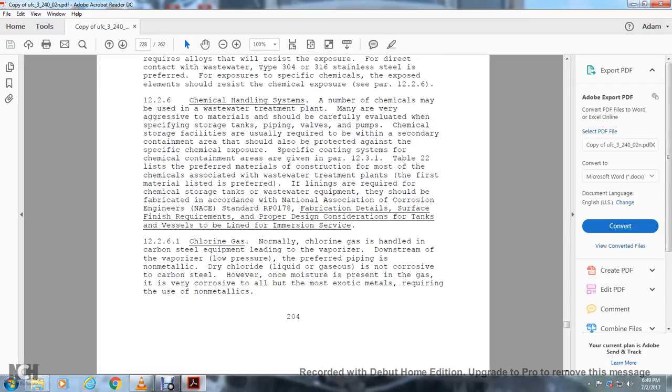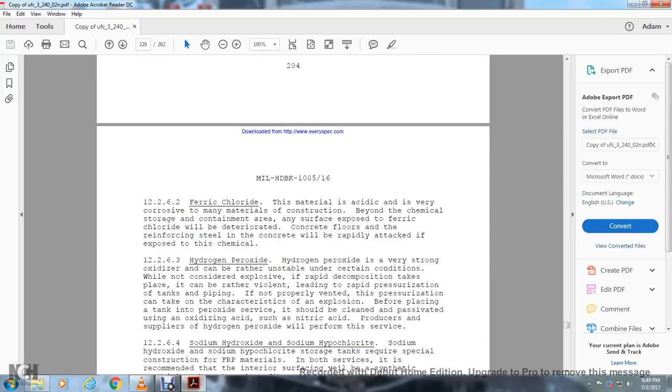12.2.6.1. Chlorine gas. Normally, chlorine gas is held within carbon steel equipment up to the vaporizer. Downstream of the vaporizer at low pressure, metallic piping is preferred. Dry chemical liquid and gas are not corrosive to carbon steel. However, once moisture is present in the gas, it is very corrosive to almost all metals. There must be exotic metals. The most exotic metals require the use of non-metallics.